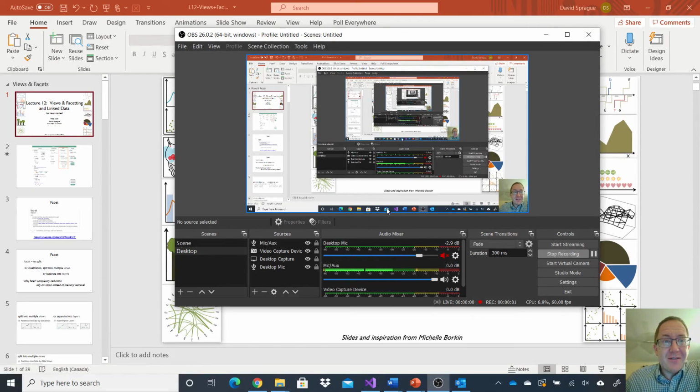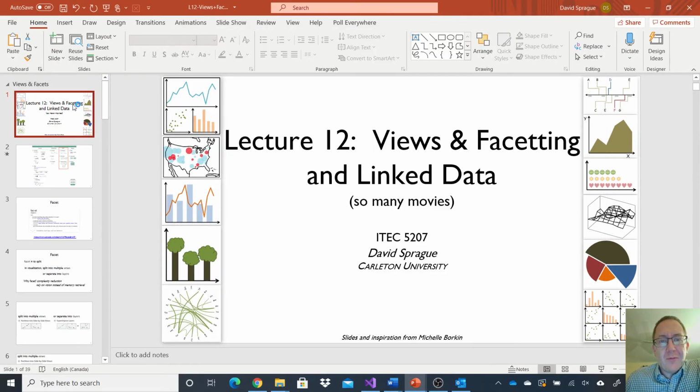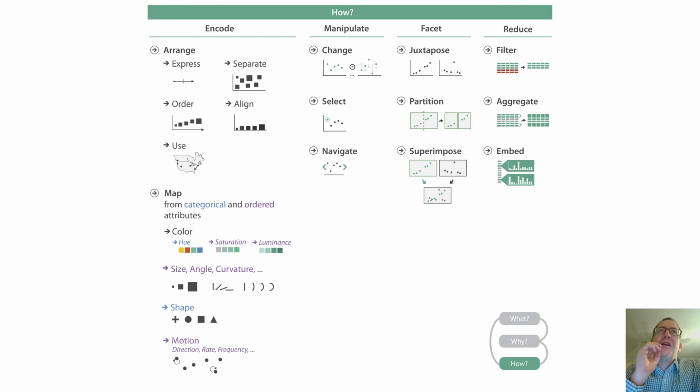Hi everyone, this is Views and Faceting with linked data. I wanted to briefly, before we get going, say that I didn't feel right about how I was talking about constraining for navigation and slices and cutting. So I figured I'd better have a better description of this, so let me make sure I'm getting it right.